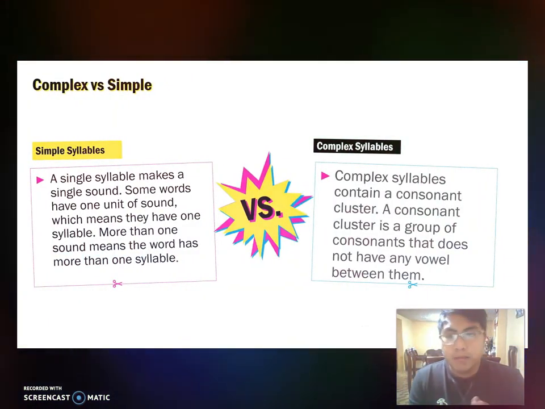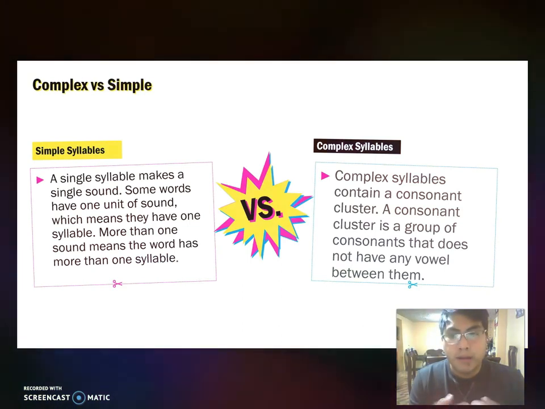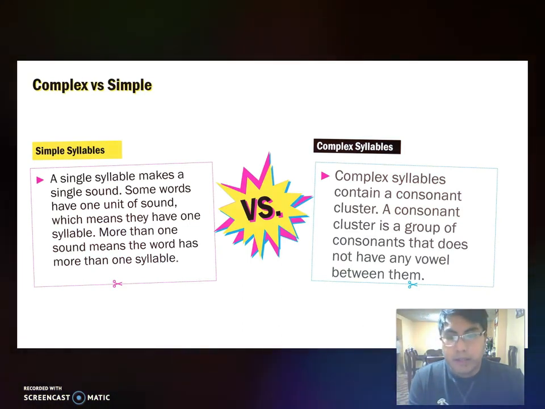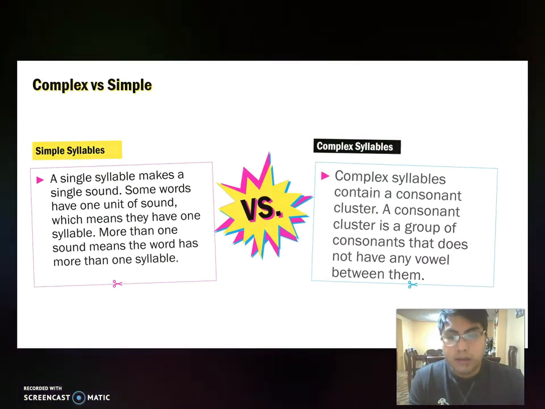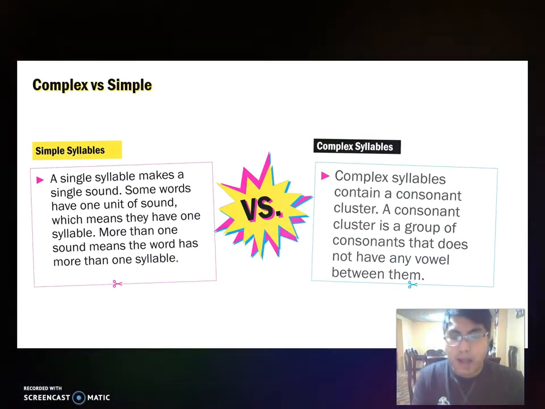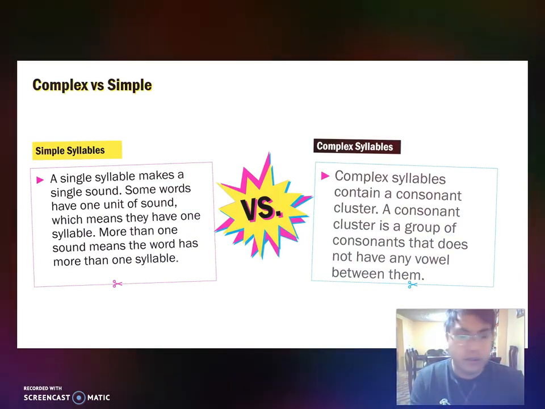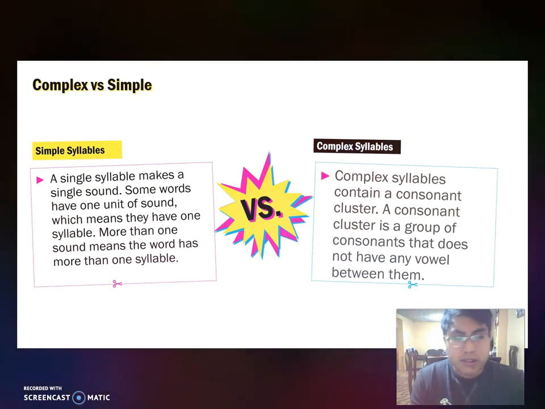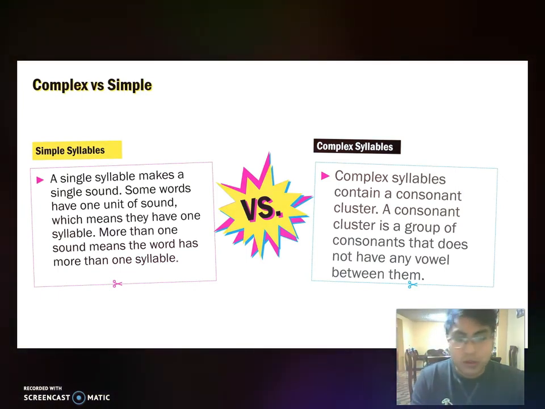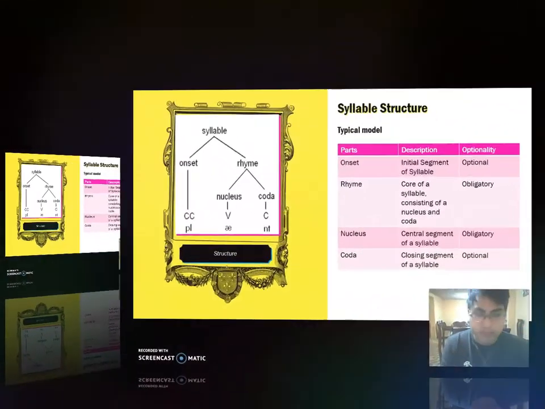Complex and simple syllables. Simple syllables can also be called single syllables. It makes only one sound. Some words have one unit of sound, which means they have one syllable. More than one sound means the word has more than one syllable. Complex syllables contain a consonant cluster. A consonant cluster is a group of consonants that does not have any vowels between them.